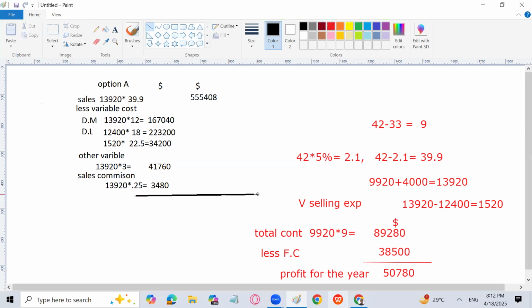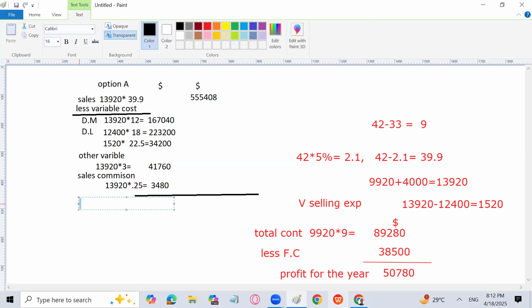Go for the total of all variable cost. We will subtract all variable cost from the sales by calculating the total variable cost. And when we subtract it from sales, we will get the contribution. And then I will subtract the fixed cost to find the profit for the year. So let's calculate the total variable cost. 469,680. So the contribution is 85,728. Okay, less fixed cost.